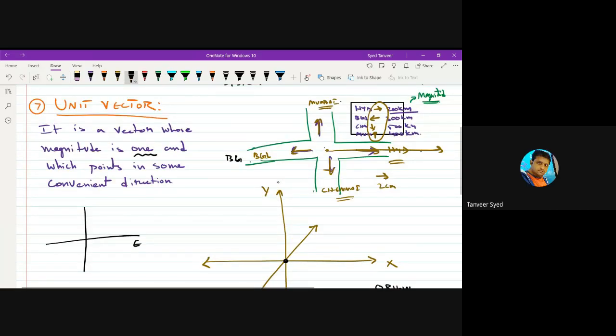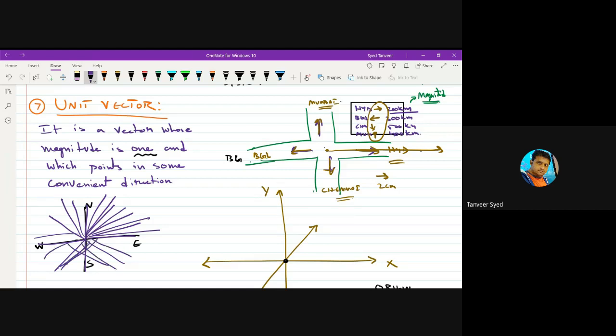This is east, this is west, this is north, this is south. East is one direction, north is one direction, west is one direction, south is one direction. Okay. Northeast is one direction, northwest is one direction, southwest is one direction, southeast is one direction. That makes 8. I can have one more direction which is like this, one more direction which is like this, and like this, like this. I can have infinite number of directions in 3 dimensions.